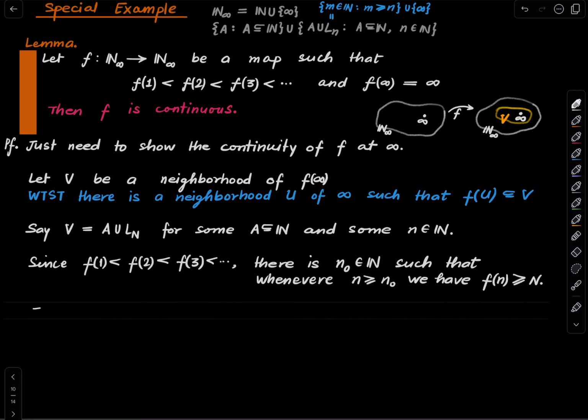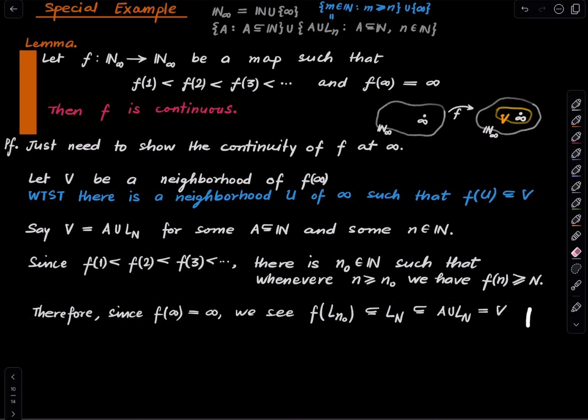But then, therefore, since f of infinity is infinity, we see f of L_n naught goes inside L_n, which is inside A union L_n, which is equal to V. Right? So f of L of n naught goes inside V, but L of n naught is a neighborhood of infinity. So just declare that as U. Call this U, and we are done.